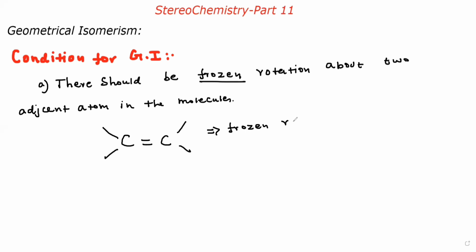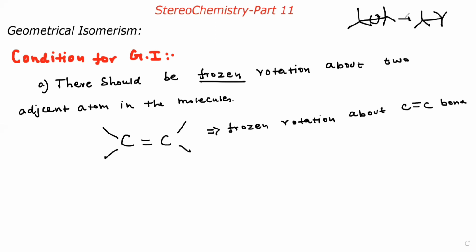Frozen rotation about the carbon-carbon double bond. Now you know very well, with a carbon-carbon single bond configuration we can rotate, right? I can fix this part of the molecule and rotate the other part, and it changes like this. This is carbon-carbon single bond rotation. In the case of a double bond, rotation is not possible.